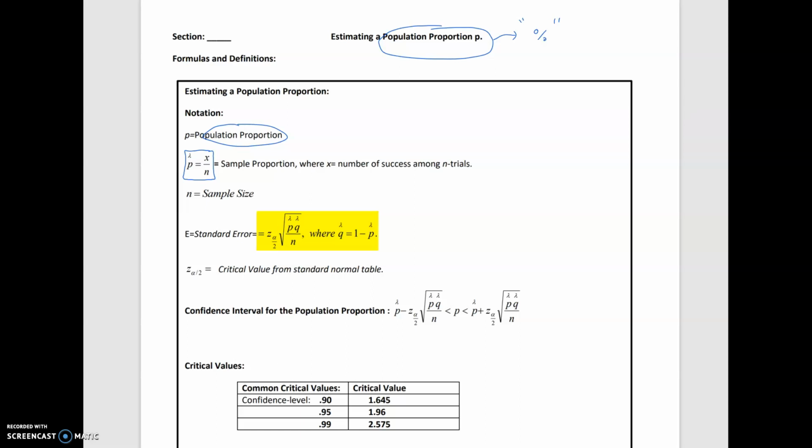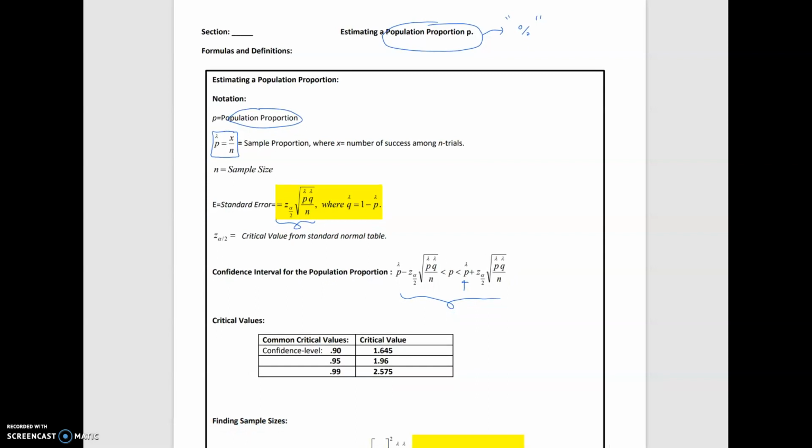The standard error for this formula is going to be a critical value, which happens to be a z-score, times the square root of the sample proportion times technically the complement. So Q is defined as 1 minus P. And then our interval for the percentages or the proportions is given by using the point estimate of p-hat plus the error and minus the error.